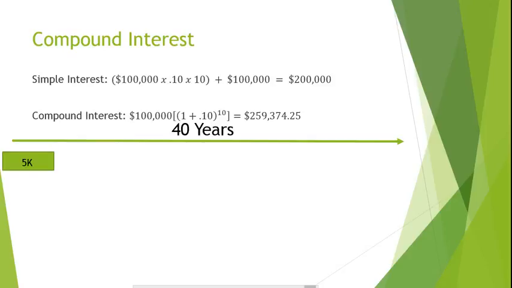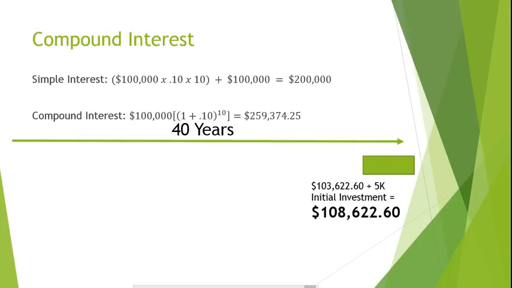As you can see, compound interest can be a huge benefit to a person's savings for retirement, especially if they invest while they're young. If a 25-year-old person were to invest $5,000 in a fund that earns an annual interest rate of 8% per year and didn't cash out until they were 65 years old, their $5,000 investment would have grown to $108,622.60. That's a lot of money for such a small investment.